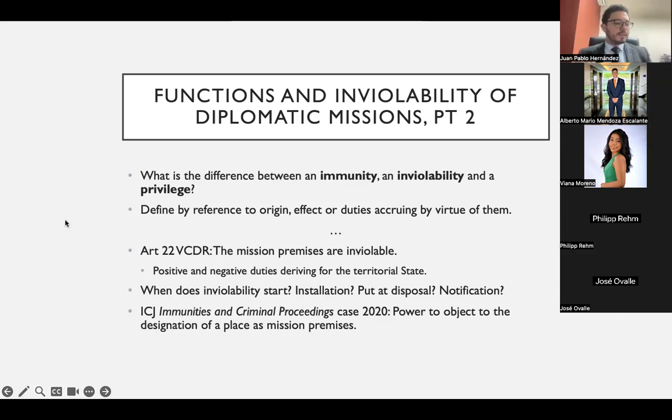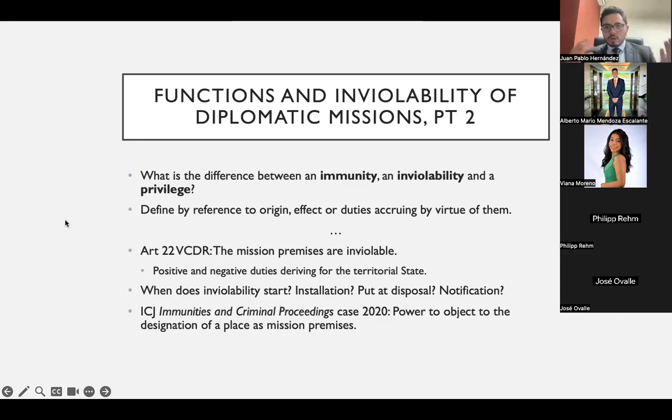And so this concept of when the inviolability starts has not yet been analyzed fully by the International Court of Justice or the International Law Commission itself. As far as I know, there is no positive and universally accepted concept of when inviolabilities start. One particular aspect that may be relevant is the ICJ's decision in 2020 in the case concerning immunities in criminal proceedings. This was a case between Equatorial Guinea and France. It concerned a case in which France refused to recognize Equatorial Guinea's designation of a certain building as the premises of the mission in Paris.